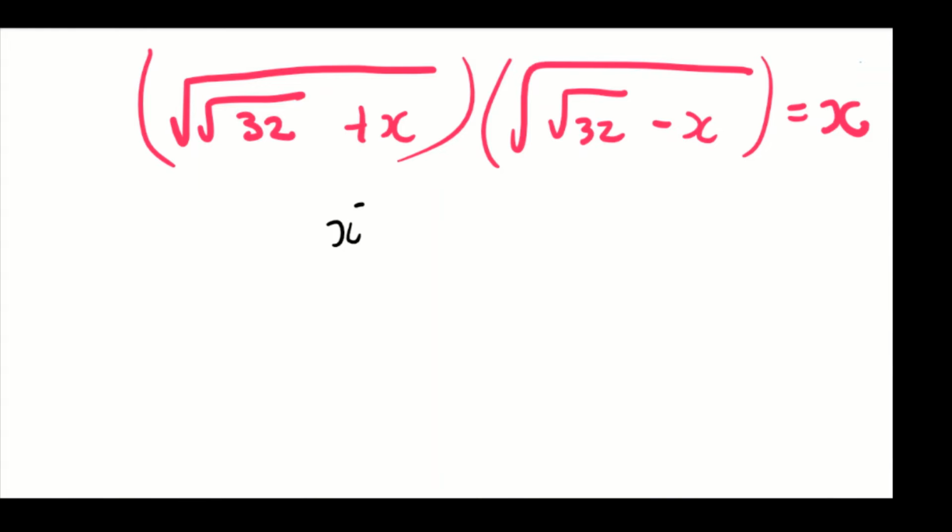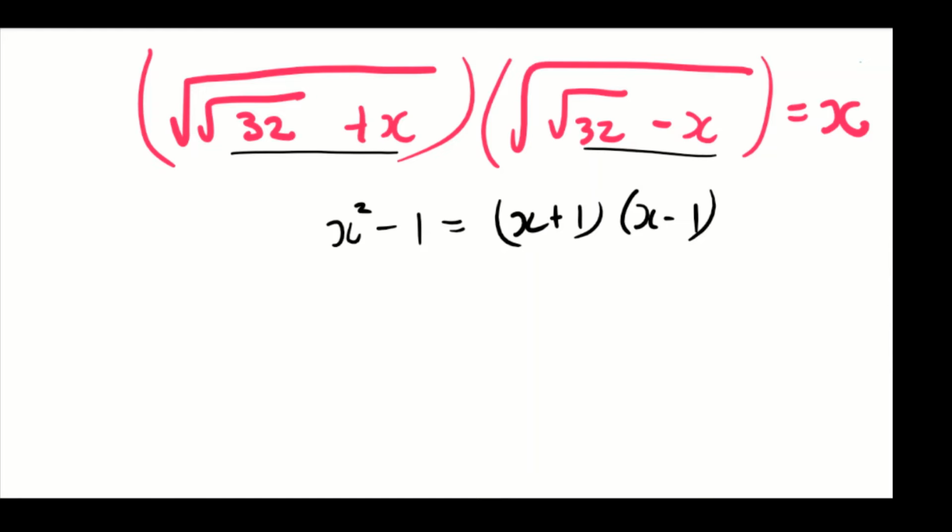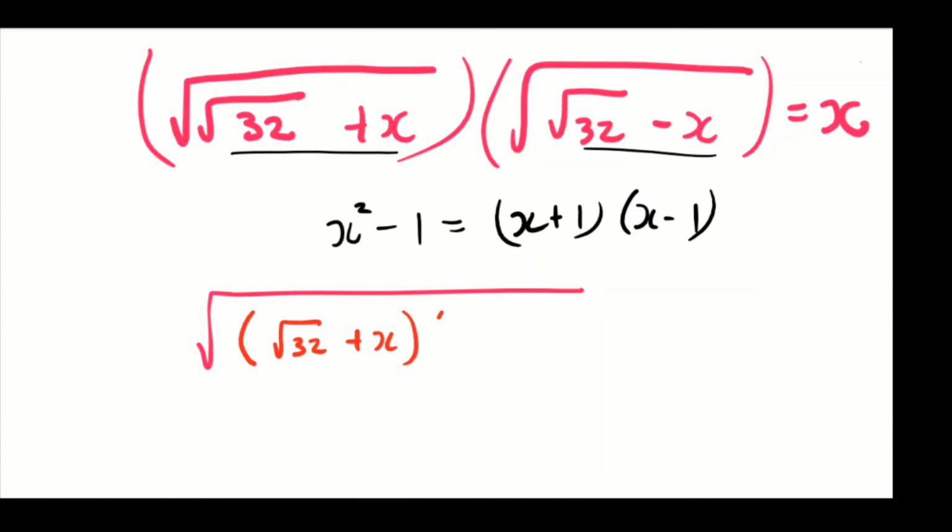You know, x squared minus 1 is the same as (x plus 1)(x minus 1), right? So you're just going to do the same thing inside here, and we'll use one bracket. So it's just going to be this big bracket and a difference of two squares inside. It's just going to be the root of 32 plus x and the root of 32 minus x, and then equals x, right?